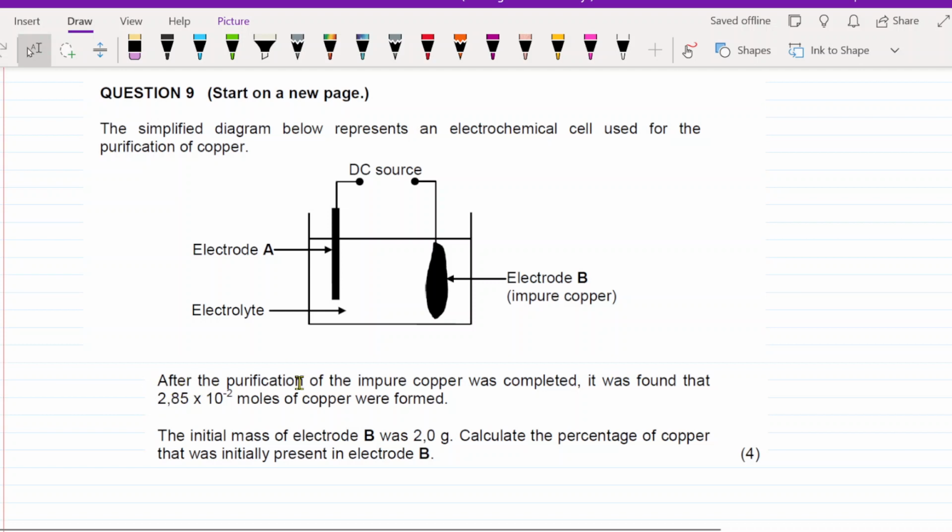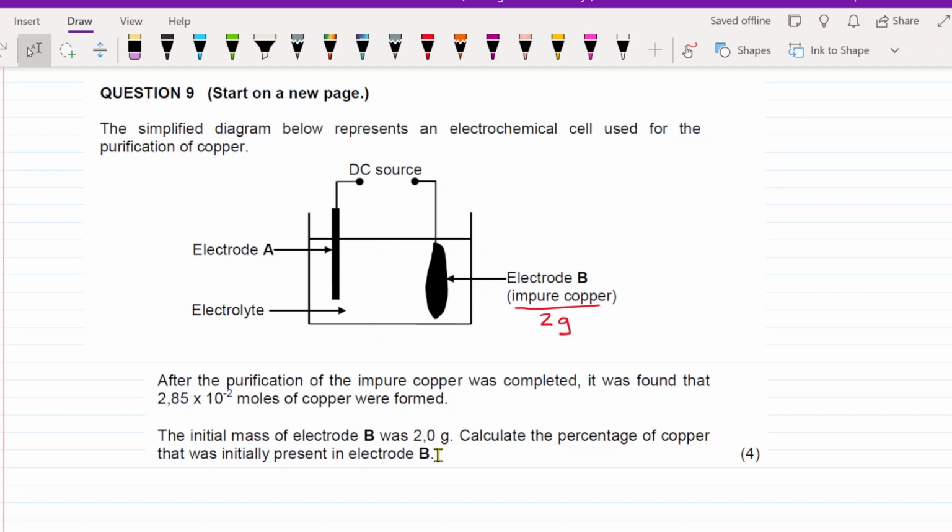They said after the purification of the impure copper was completed, it was found that 2,85 times 10 to the power negative 2 moles of copper were formed. The initial mass of electrode B was 2 grams. In other words, the mass of this impure copper was 2 grams. Now, calculate the percentage of copper that was initially present in electrode B.